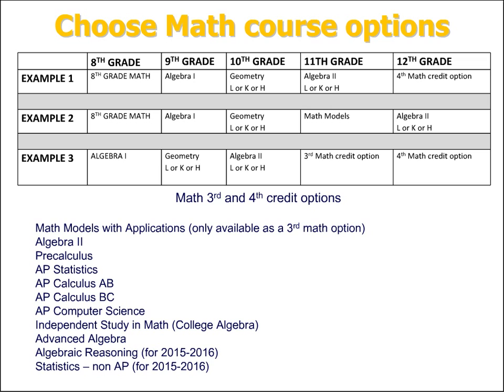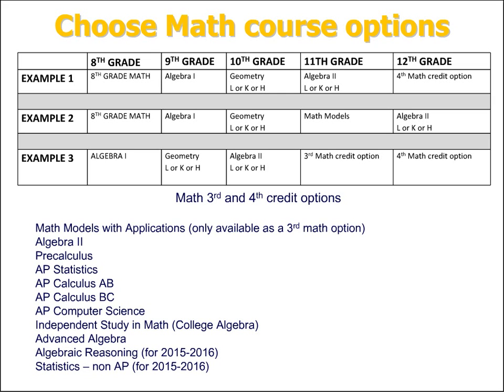And then in 11th grade, they take what is called math models. Math models is only available as the third math option, and it provides advanced applications of math concepts and reasoning. So it's a good class to help bridge that gap that you may have in math. As a 12th grader, you would then take Algebra 2, whether it's L level, K level, or Horizons.